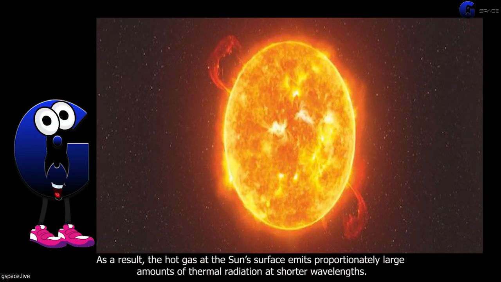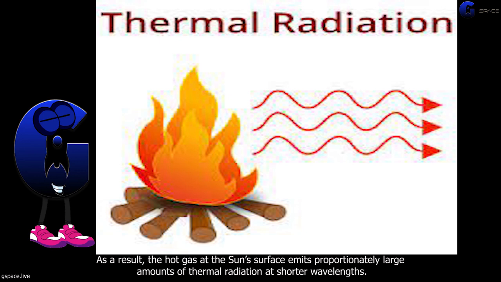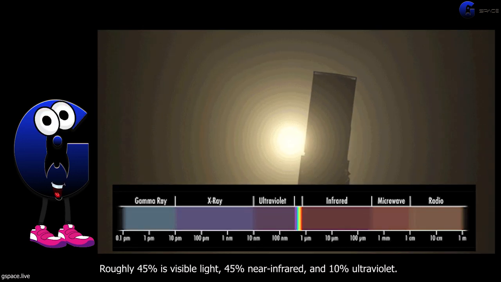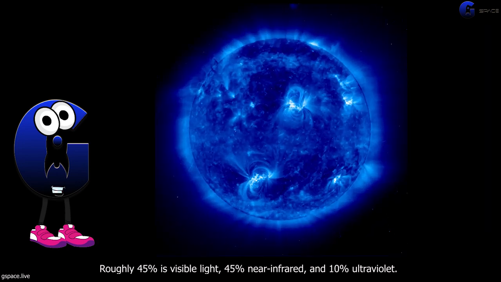As a result, the hot gas at the Sun's surface emits proportionately large amounts of thermal radiation at shorter wavelengths. Roughly 45% is visible light, 45% near-infrared, and 10% ultraviolet.